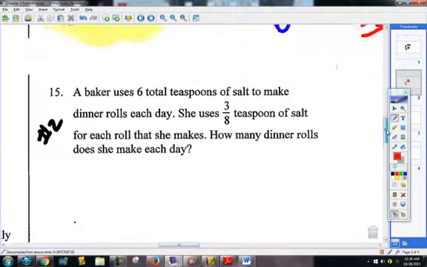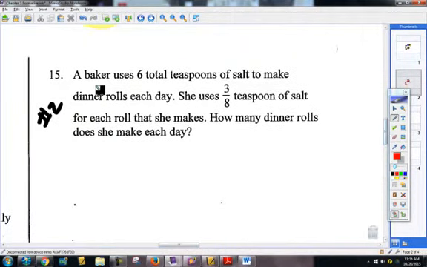Yeah, that's wrong. Okay, a baker uses 6 total teaspoons of salt to make dinner rolls each day. She uses 3/8 teaspoons of salt for each roll that she makes. How many dinner rolls does she make? So what's being divided here, Nathan? 6 is being divided. So that's going to be 6, and we're dividing it into groups of 3/8 size.